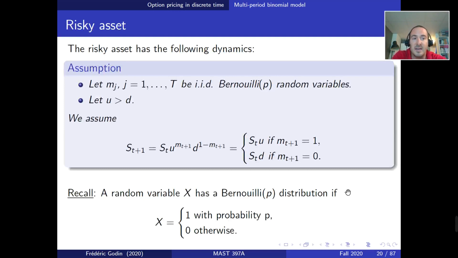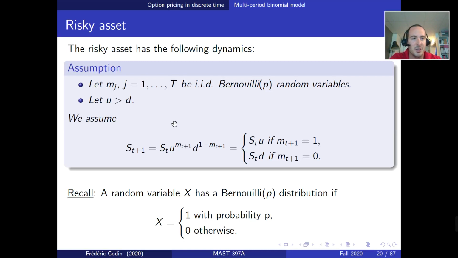So then for the second asset, which is the risky asset, we're going to postulate the following dynamics. Consider M_j, j goes from 1 to capital T, assumed to be IID, so independent and identically distributed Bernoulli p random variables. So what's a Bernoulli p random variable? Recall that a random variable X has the Bernoulli p distribution if it's worth either 1 with probability p or 0 otherwise, which is with probability 1 minus p. Okay, so we're going to assume that all these M_j are Bernoulli with probability p and that they're all independent.